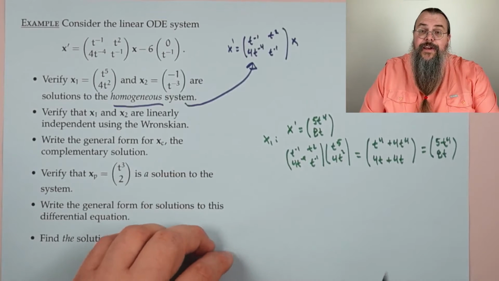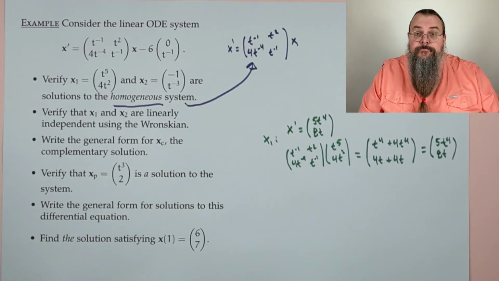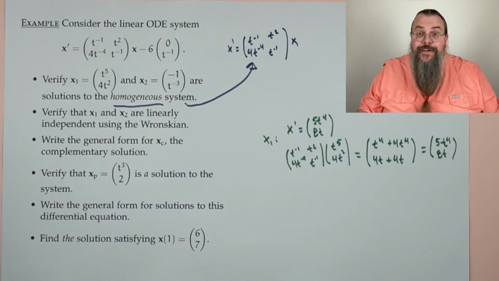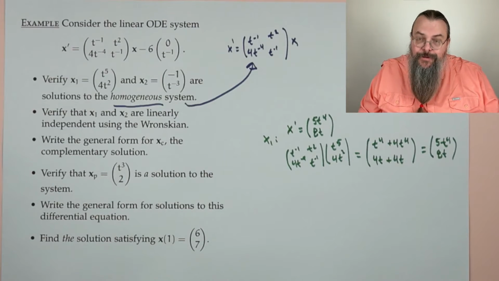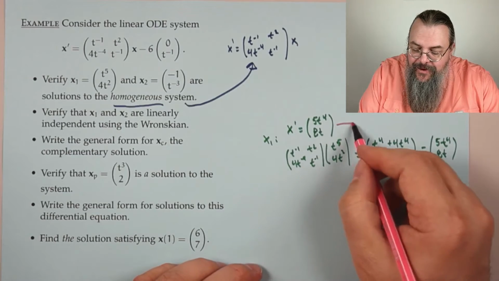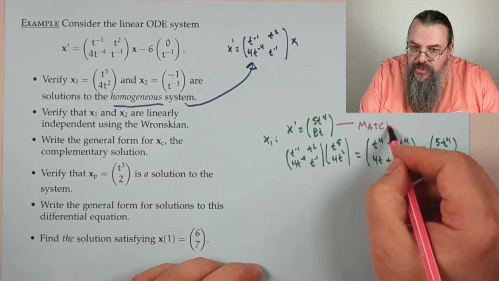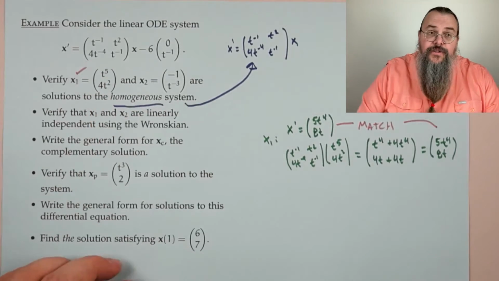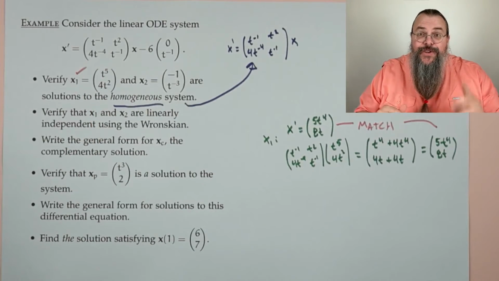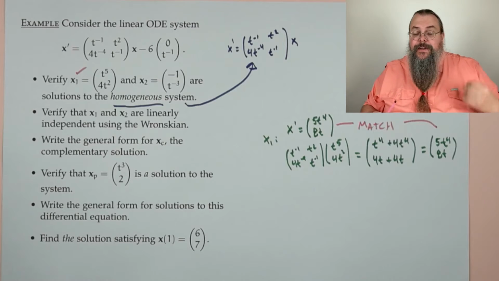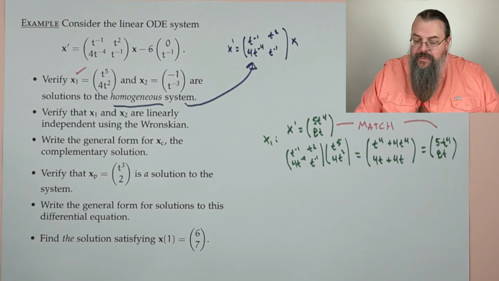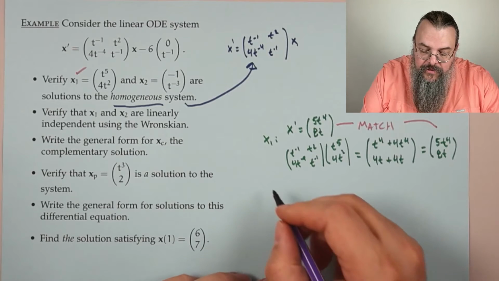And now we look at this and say, do they match? And they do. They're the same. Woohoo! All right. So, since they match, that tells us x1 is a solution. Okay, so we've done the verification for x1. Now, we have to do the same thing for x2. All right, so similar process.